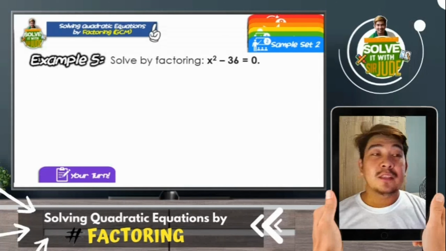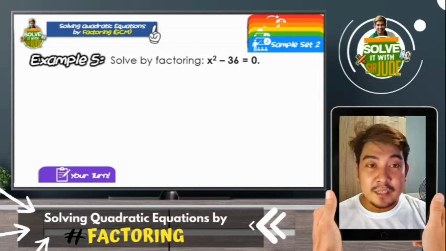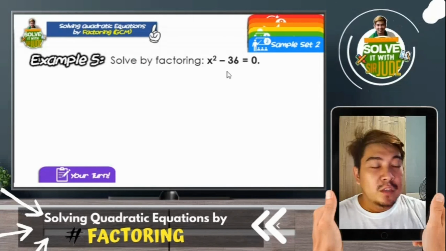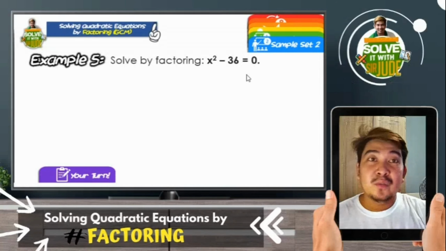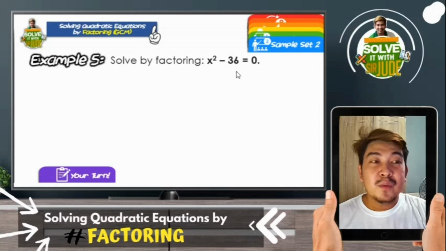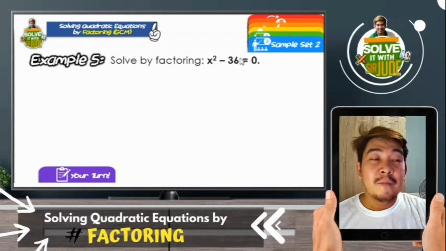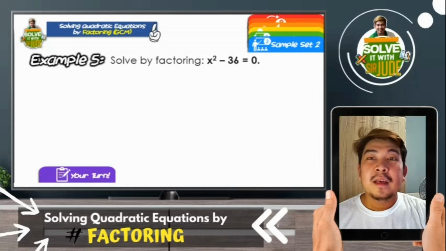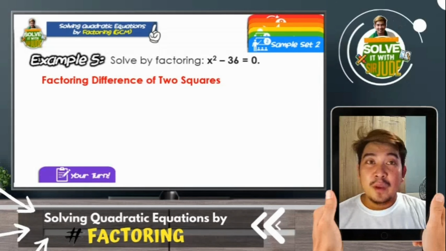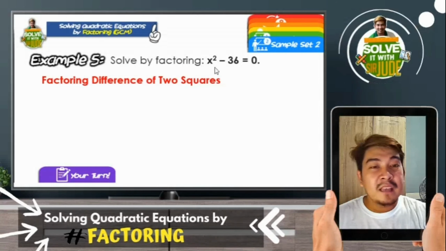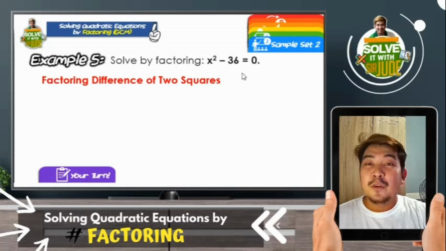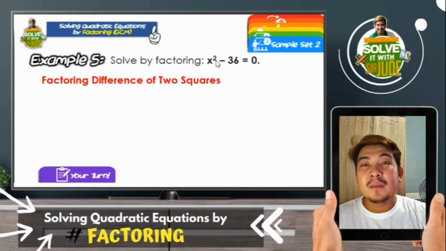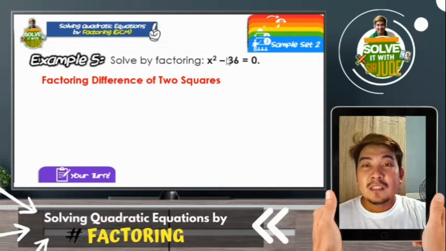Next example is given by x squared minus 36 is equal to 0. If you can see, this one can also be solved using extracting square roots. But we can actually use factoring also in solving this one. Actually, we can use factoring difference of two squares, since the terms x squared and 36 are both perfect squares and they are separated by a minus sign.